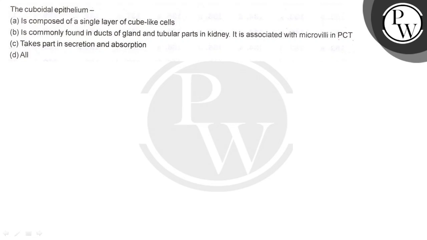So the cuboidal epithelium is composed of cube-like cells. Here the cells are cube-like, so that's the reason it is called cuboidal epithelium. So this one is true, the cells are cuboidal. Now, it is found in the duct of glands. So this one is true, as we see in the case of the salivary gland.